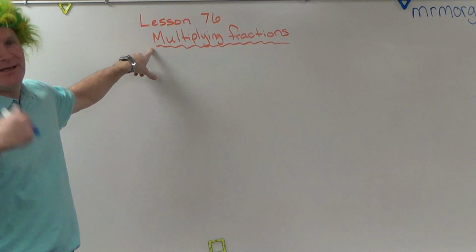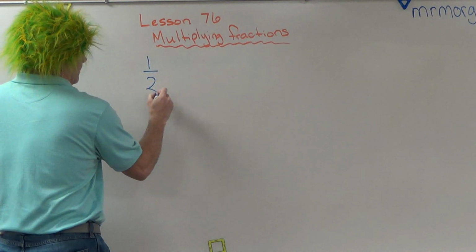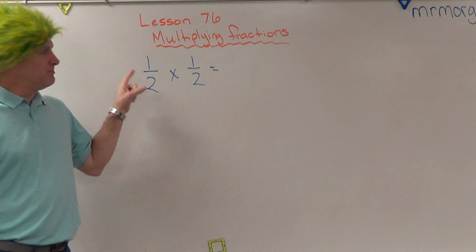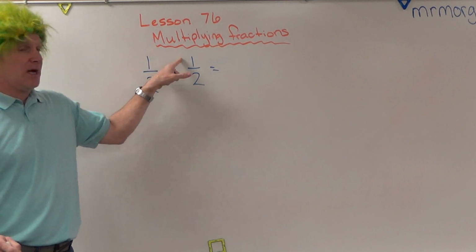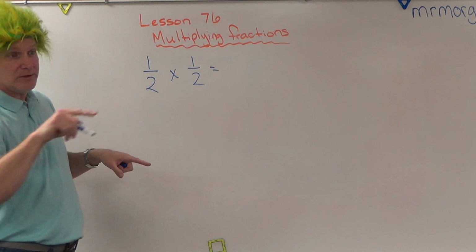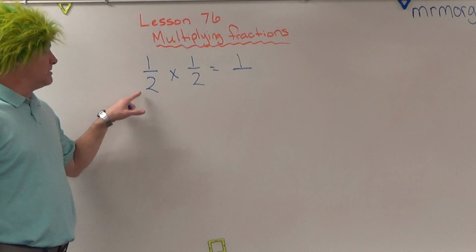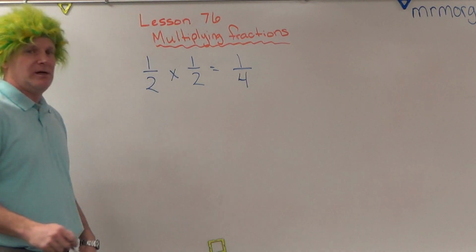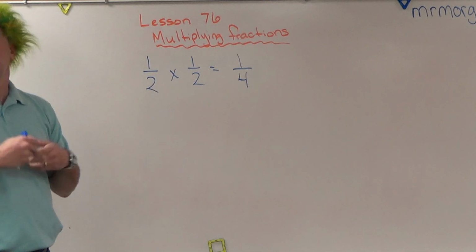So, multiplying fractions. It is actually a very simple concept that we're going to learn. So, if I had 1/2 times 1/2, all you are doing is multiplying straight across. That's the whole thing. So, I have 1 times 1 is 1. 1 times 1 is 1. And now you get to multiply straight across on the bottom. 2 times 2 is 4. That's all it is.